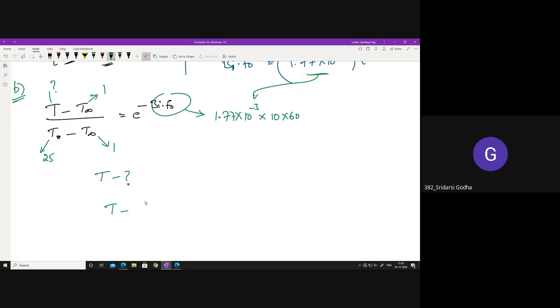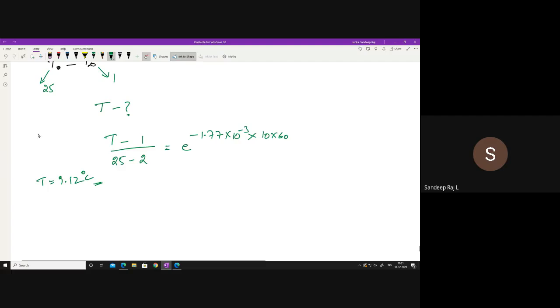The temperature is 9.12 degrees centigrade. Good. So this is (T minus 1) by (25 minus 1) is equal to e power minus 1.77 into 10 to the power of minus 3 into 10 into 60. So T will be 9.12 degrees centigrade. Fine. So let's move on to the next question.